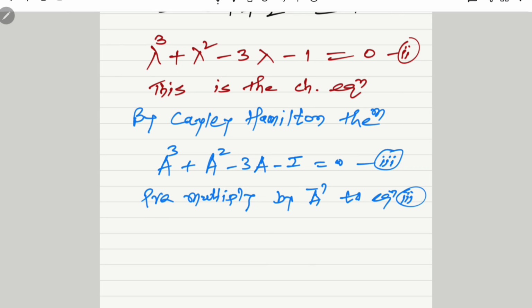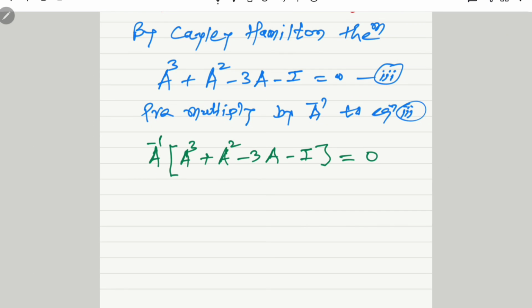Pre-multiplying by A inverse. Pre means on the left hand side of that matrix. And therefore, we take A inverse multiplied by that equation. It is A cube plus A square minus 3A minus I equals A inverse into 0. We get 0 on the right hand side. Multiplying it inside, we get the new terms as A cube into A inverse, or A inverse into A cube as A square, adding the powers.